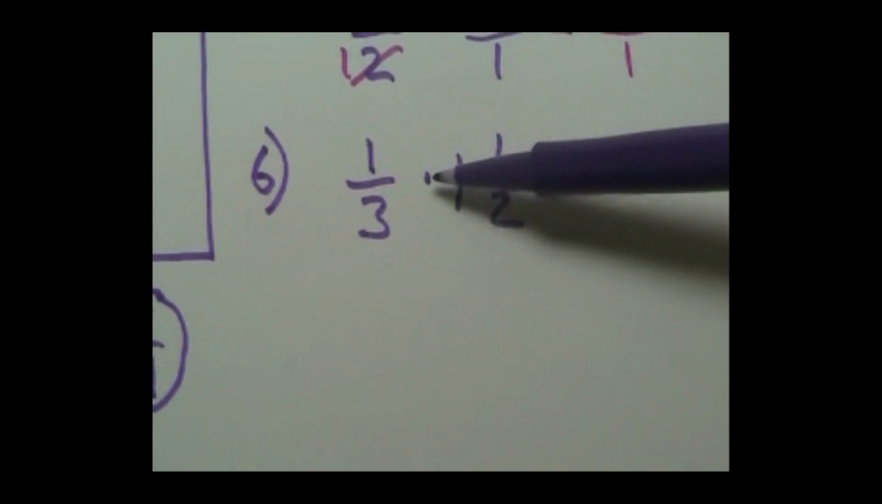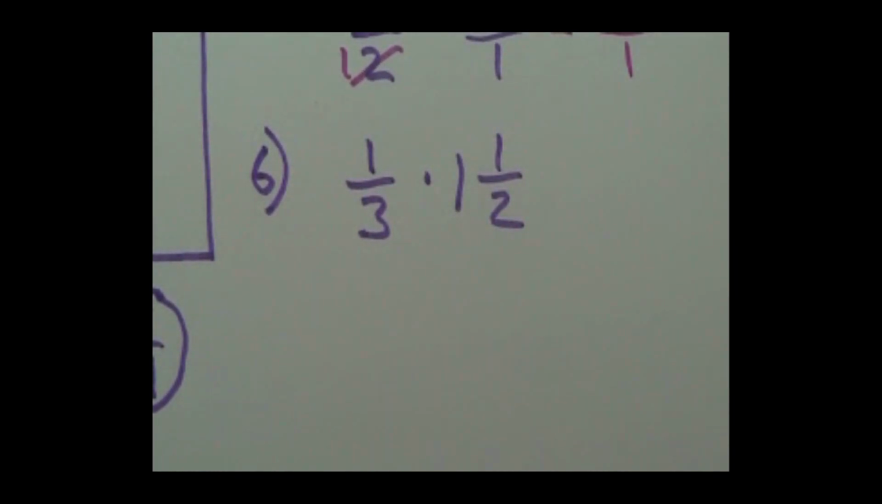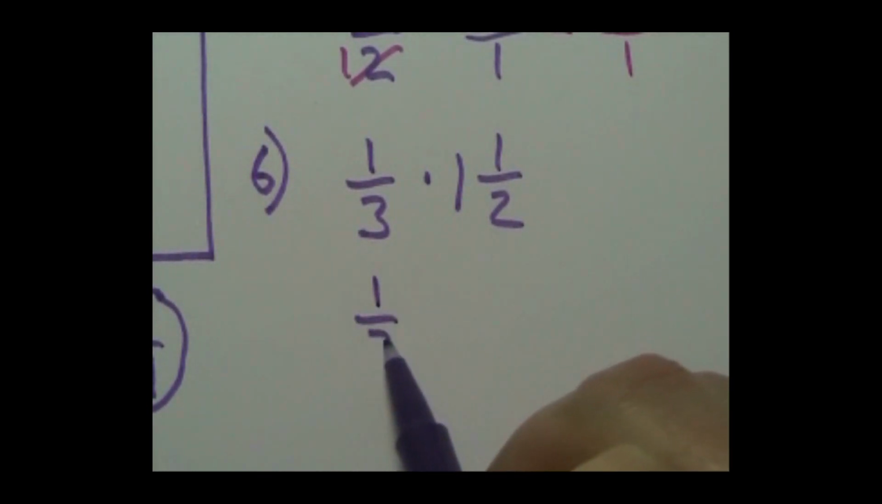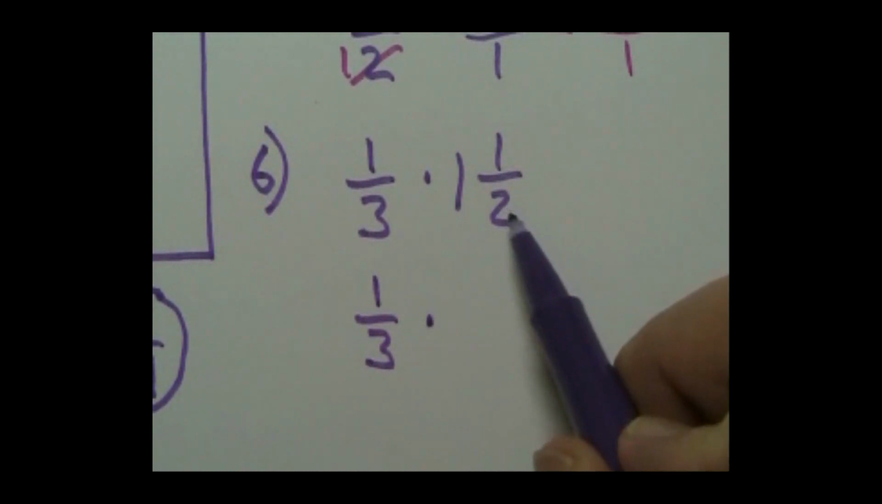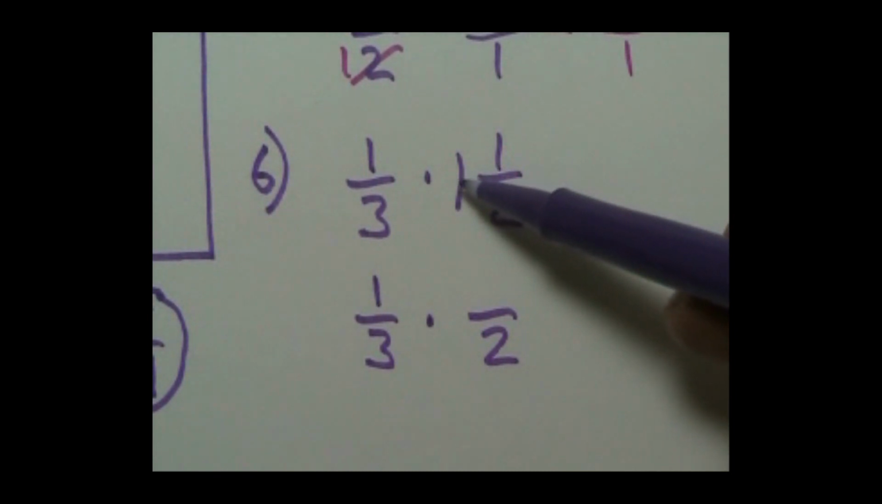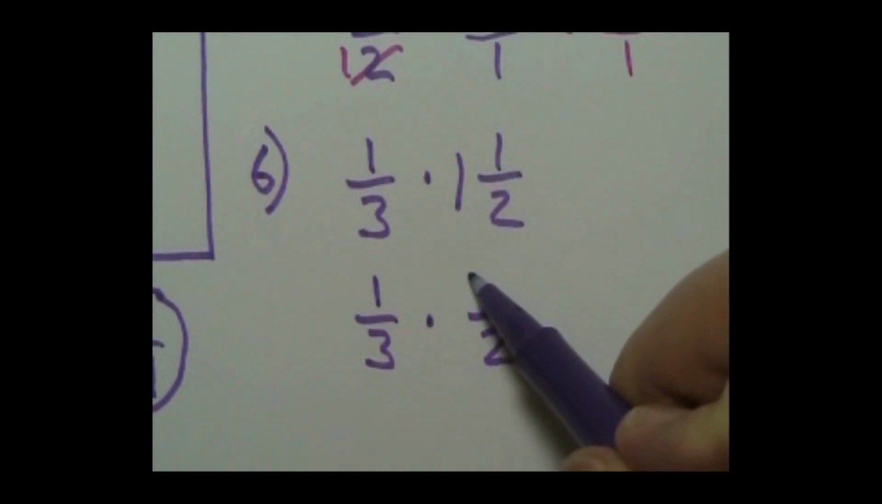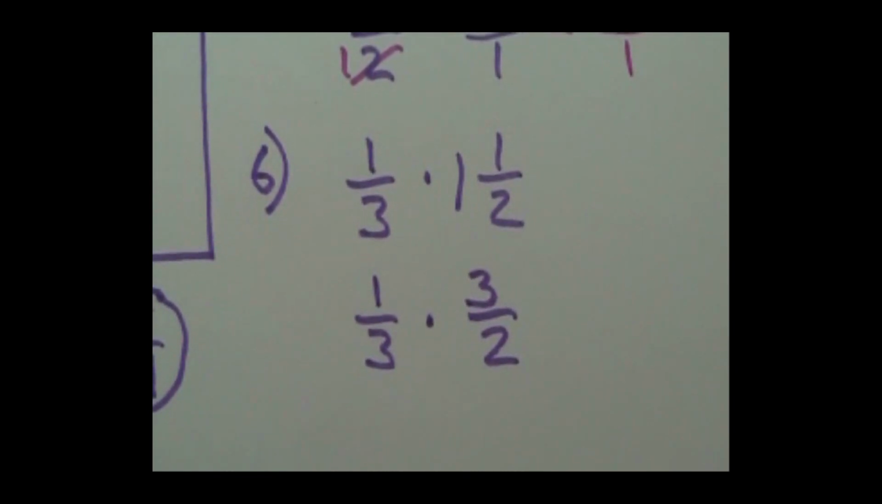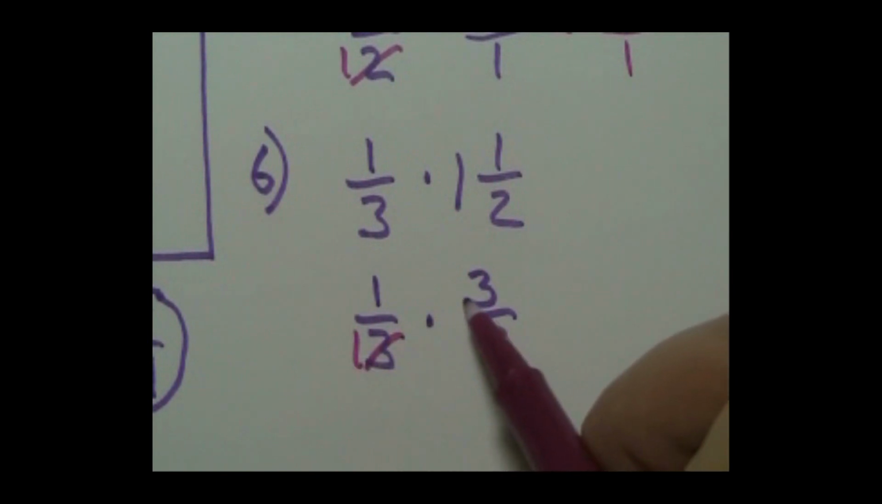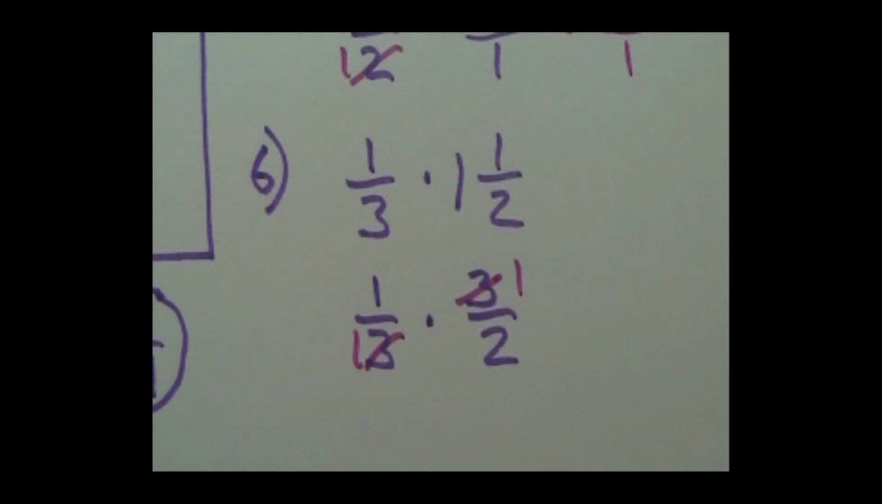Number 6, we have 1/3 times 1.5. All right, so we have 1/3. And 1.5, that can be changed to a fraction. 2 times 1 is 2, plus 1 is 3. 3 halves. Okay, so now I reduce, and 3 will go into 3. 3 goes in there once, 3 goes into 3 once.